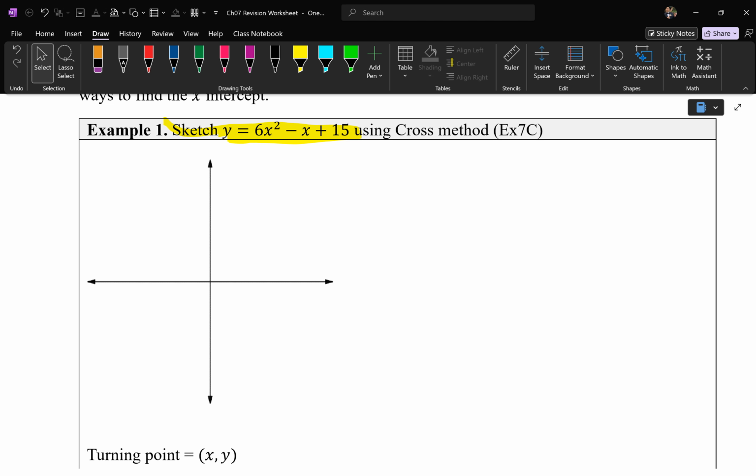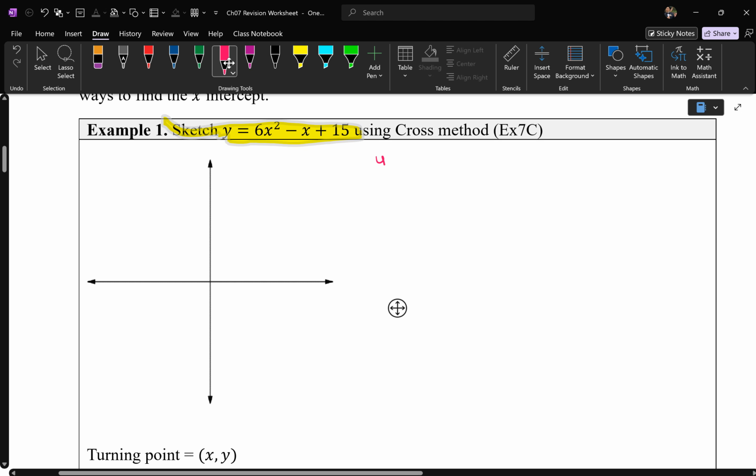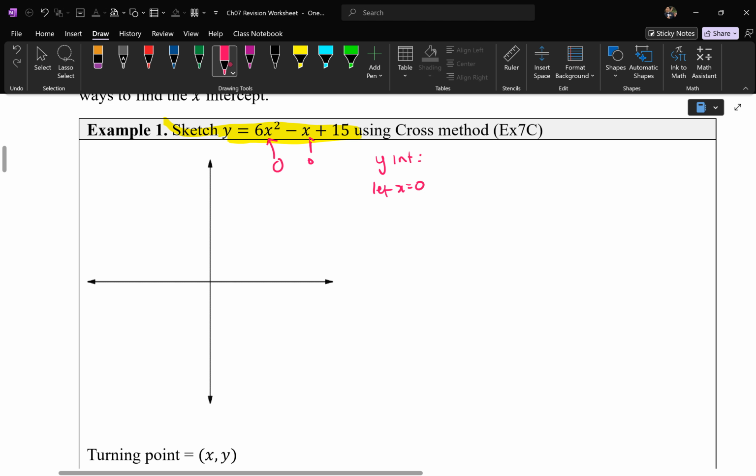Y-intercept is always the easiest one to find, especially if you have a general equation. You see, if you have a general equation, we know that y-intercept is when you let x equal 0. Now, if you let x equal 0, you can see that these are going to cancel out. So hence, y must be 15. So that's the easiest way to find your y-intercept if you have a general equation.